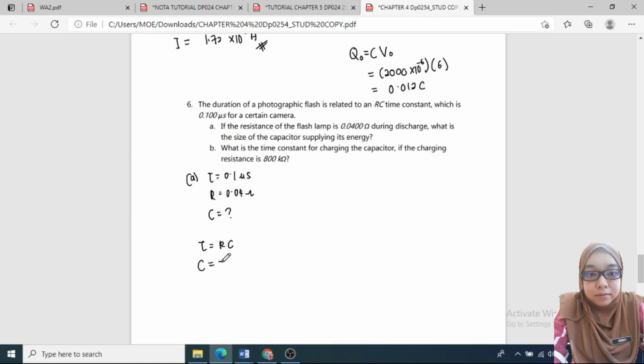So kita boleh guna tau equal to RC. C equal to tau over R. So tau kita 0.1 dan 10 negatif 6, divide with R kita 0.04. So you will get C is equal to 2.5 microfarad.